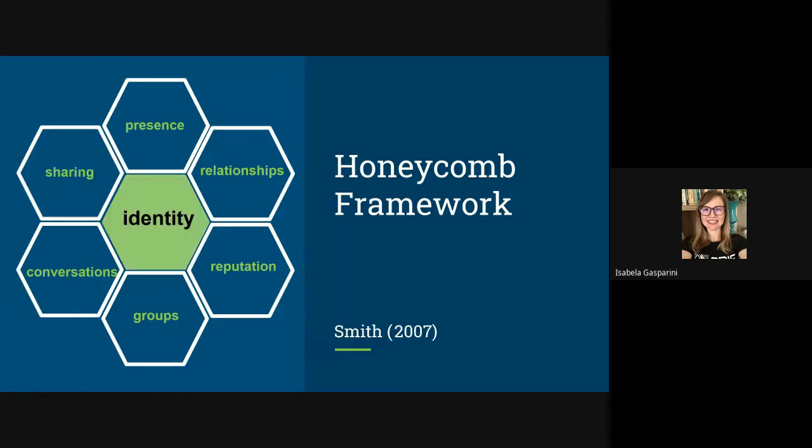The code identity appears at the center of the framework because it is the most basic requirement of any social software. It is important to note that not all systems that use the social software concept implement all the honeycombs, and the intensity of the use of each element in the systems can vary. In general, these systems implement 3 or more elements of the framework, but end up focusing on 1 or 2 of them.